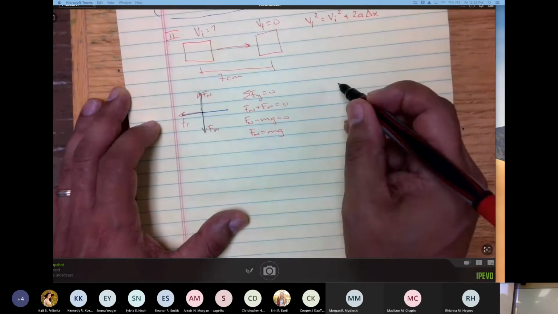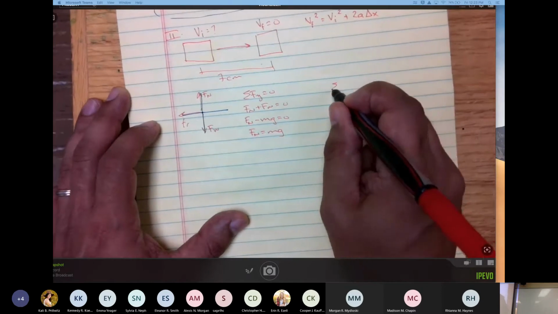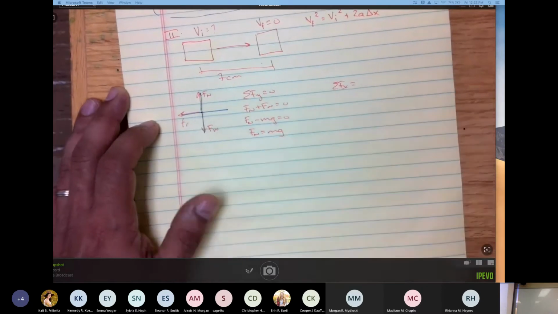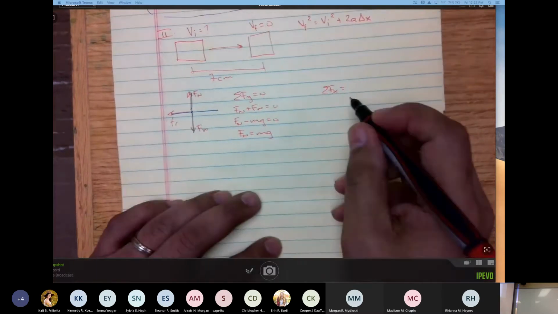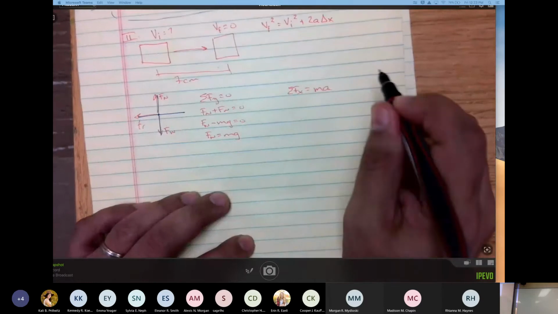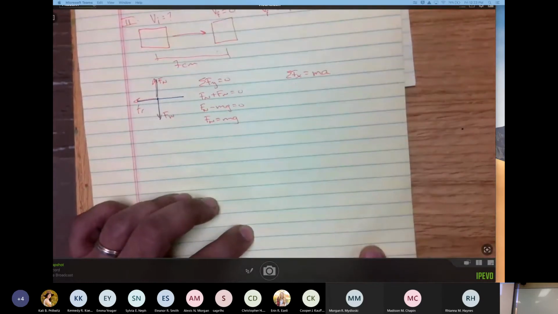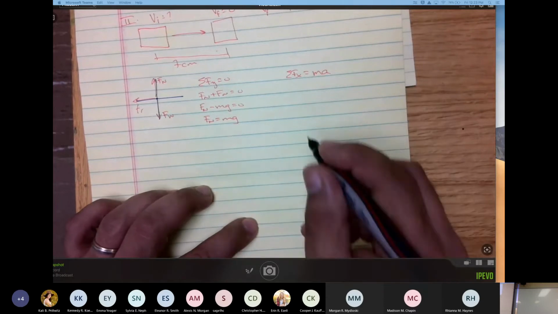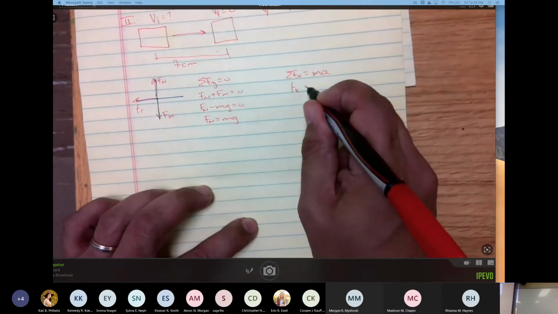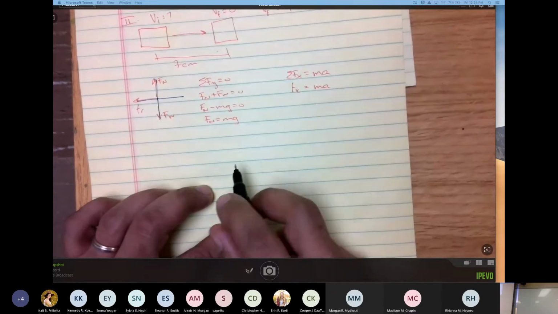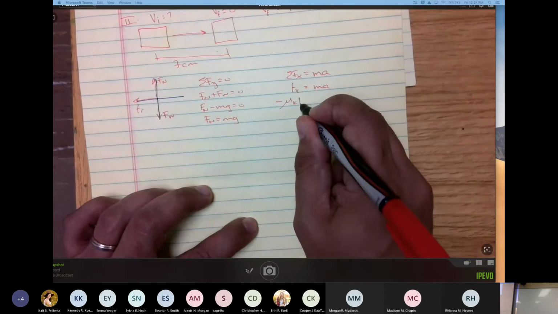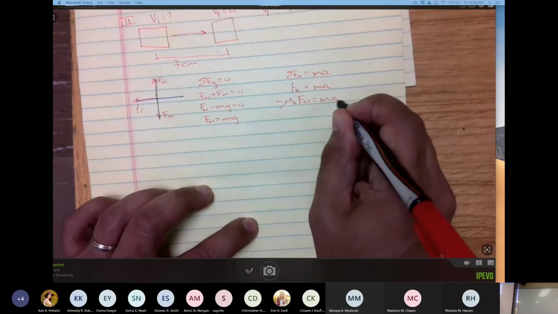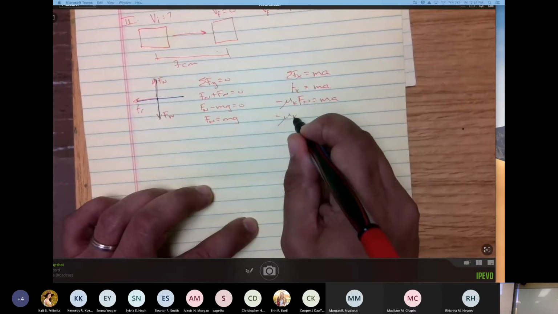In the x direction, we know that the block is slowing down, so there's going to be an acceleration. The forces in x have to be equal to mass times acceleration. But the only force that I have in x is friction. So the friction is equal to mass times acceleration. For kinetic friction, it's negative mu k times the normal force equals mass times acceleration. So this will be mu k mg equals ma.